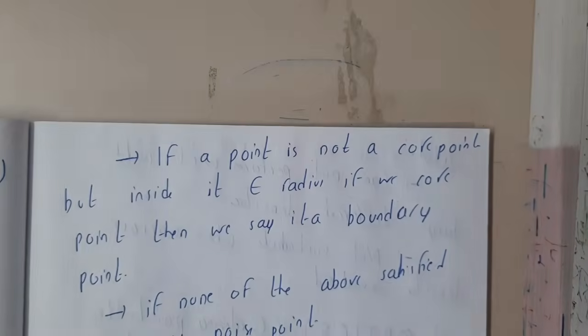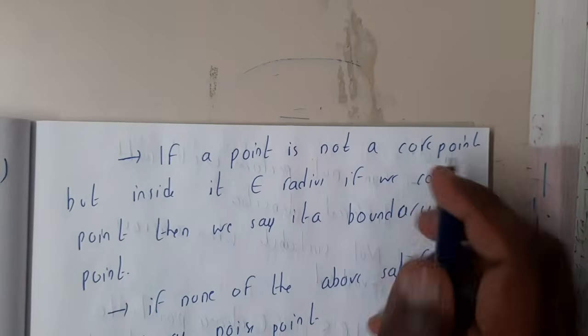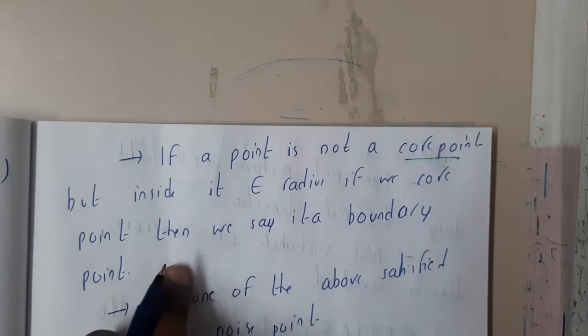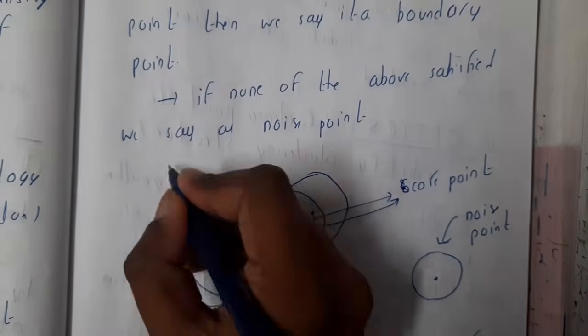Okay, so let us continue. If a point is not a core point but inside its epsilon radius we have a core point. So basically here let us take this as an example, guys.